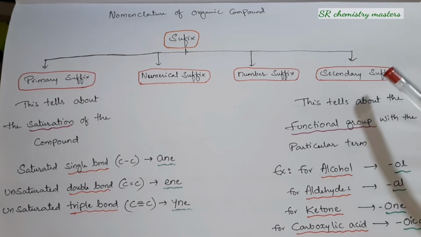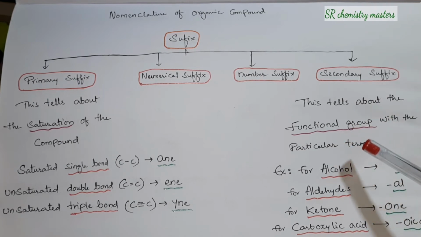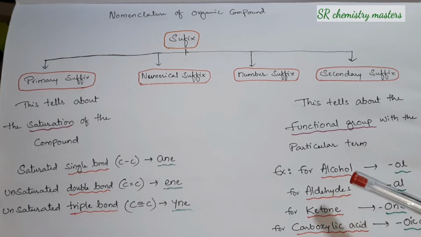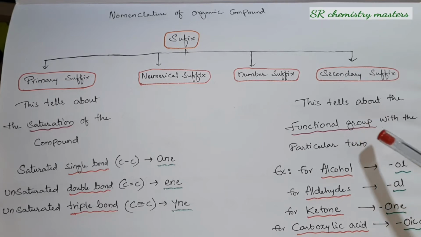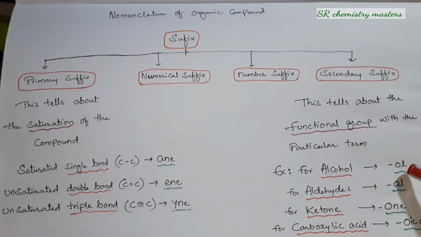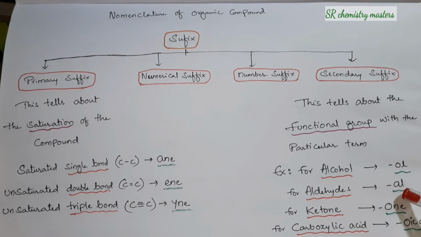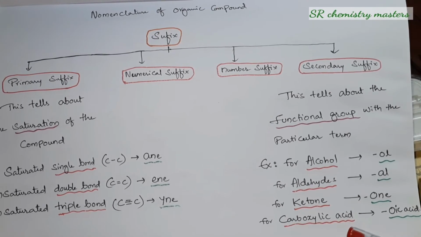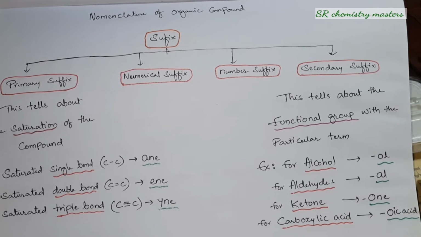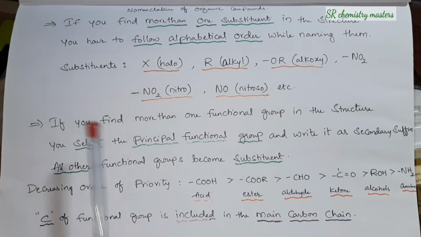When it comes to the secondary suffix, this tells about the functional group with the particular term. Here, if for suppose alcohol is present as the functional group in a compound, we are going to attach OL at the end of the name of the compound. If aldehyde is present, we take it as AL. If ketone is present, we attach ONE. If carboxylic acid is present as the functional group in a compound, it ends with oic acid.